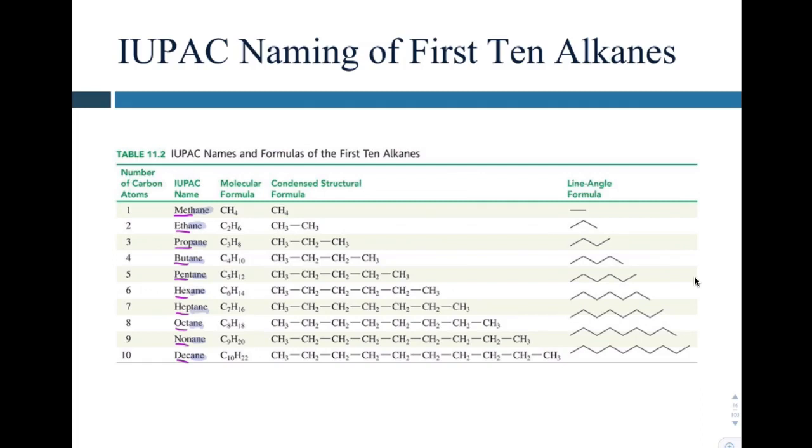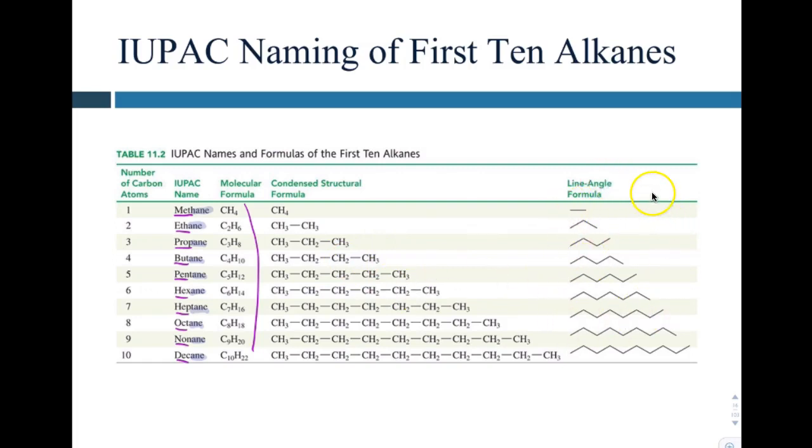Here are your molecular formulas. You can see the molecular formula is just counting how many hydrogens and carbons you have. And then you have the condensed structural formulas showing you the bonds between the carbons, but not the bonds between the hydrogens. And then we have something called a line angle formula.